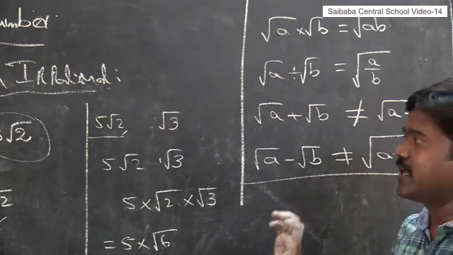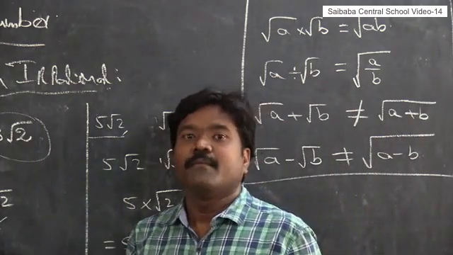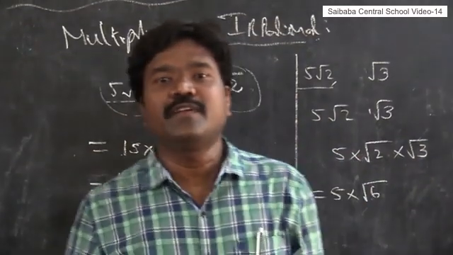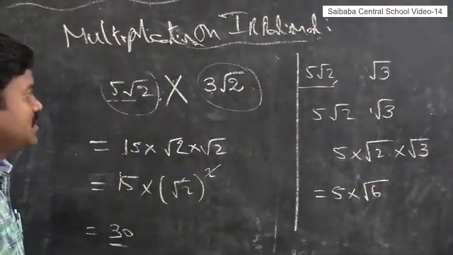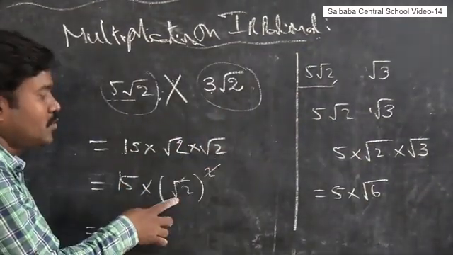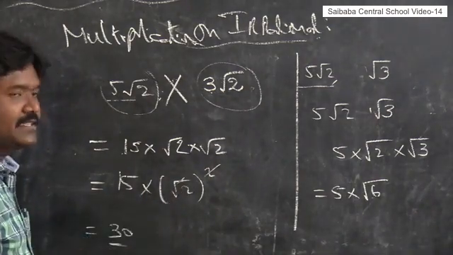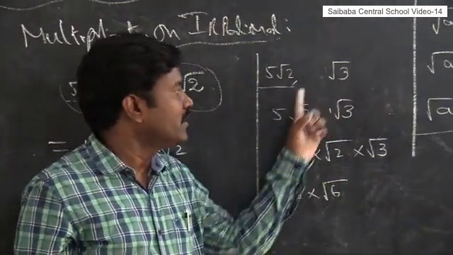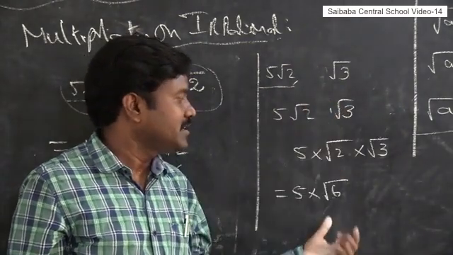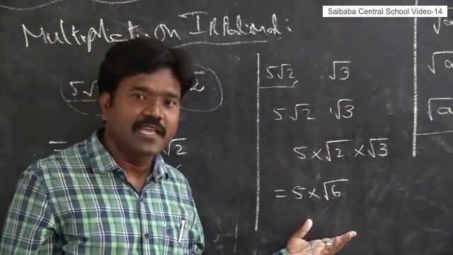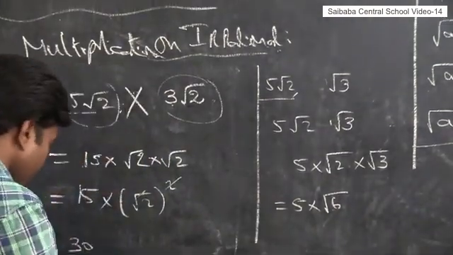Okay now, once again, how to multiply? Multiply rational parts individually and then irrational parts individually. Root 2 into root 2, root 2 whole square, root cancels. Then 15 into 2, 30 is the answer. Here 5 into 1, 5. Root 2 into root 3 is root 6. Please learn this carefully. Okay.